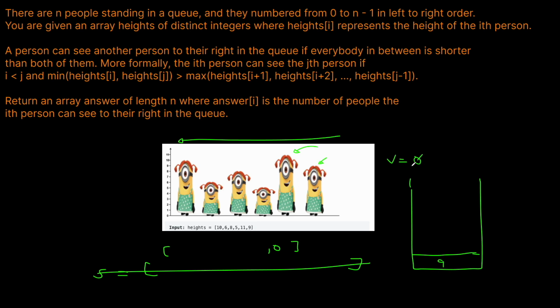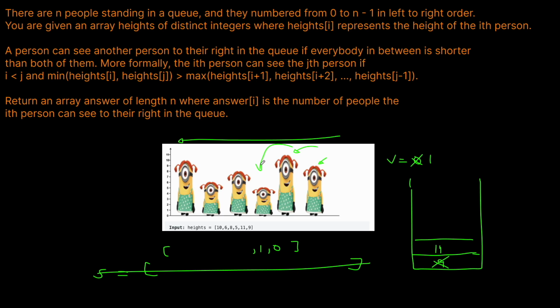And is our current height greater than whatever's at the top of the stack? It is. So remember, we increment our visible count by 1. So now it's 1. And then we pop from the stack. So this 9 goes away. Now the stack is empty, so that means that we can stop our iteration. And now all we want to do is set our answer for that person to be the count of visible, which is 1, and we want to put their height into the stack.